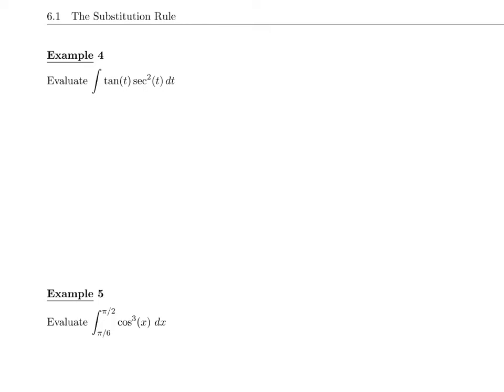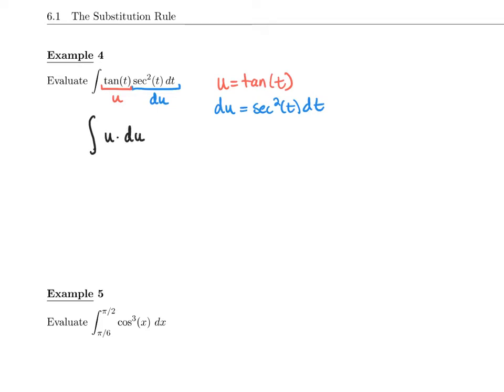This one is a pretty straightforward u substitution. If I let my u be tangent of t, then I can see that my du is secant squared t dt, and I can quite easily see secant squared dt is going to be replaced by du, and tangent of t is going to be replaced by u. So I've changed this to a much simpler integral. It's the integral of u du, which is of course u squared over 2 plus c, and then I replace the u back with tangent.